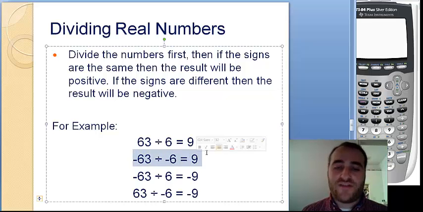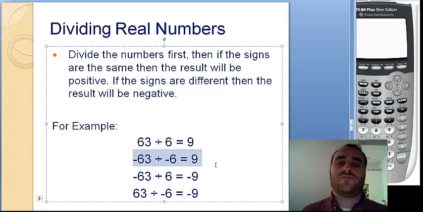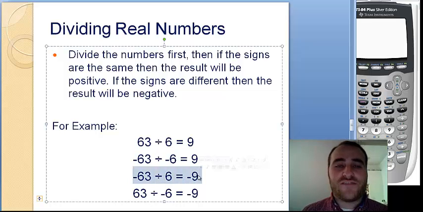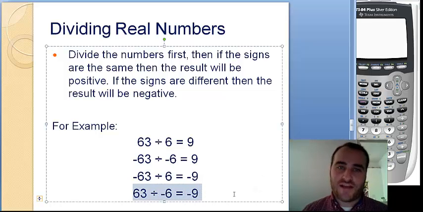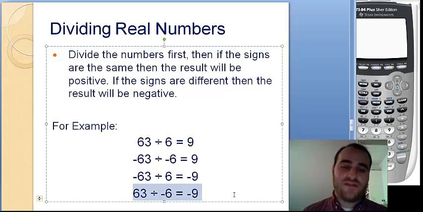Negative 63 divided by negative 6. 63 divided by 6 is 9. Signs are the same. Answer is positive. Negative 63 divided by positive 6. 63 divided by 6 is 9. Signs are different, so answer is negative. And finally, we have 63 divided by negative 6. That's still 9. Signs are different, so the answer is negative.